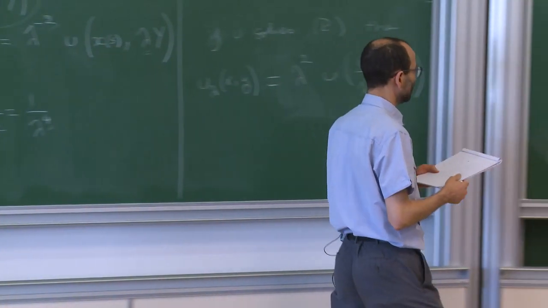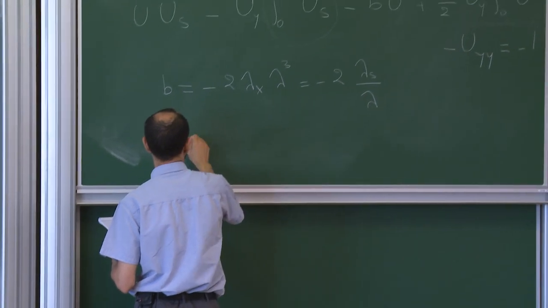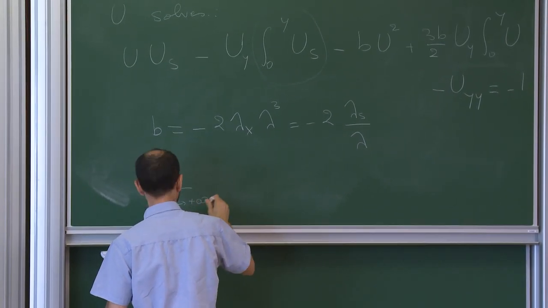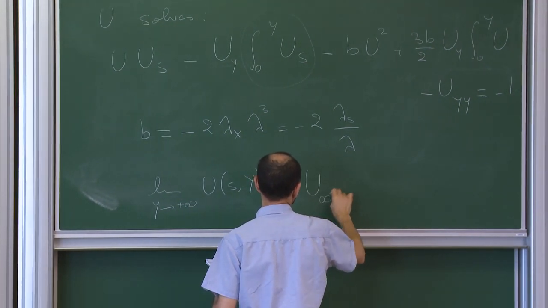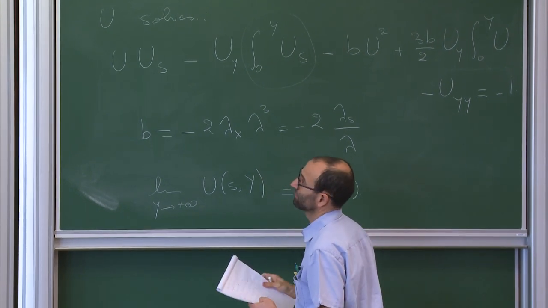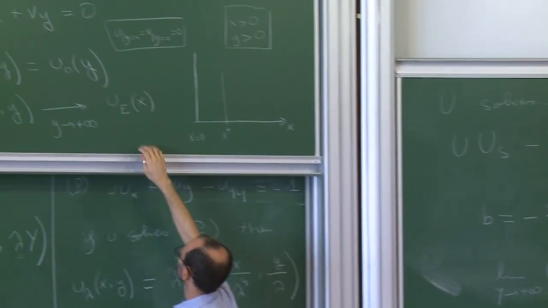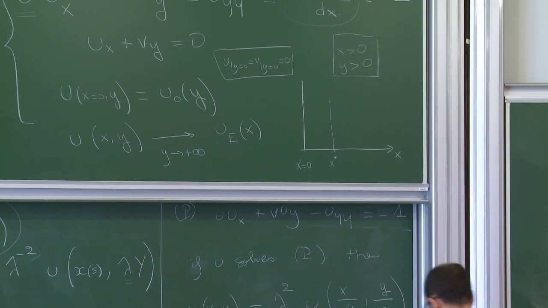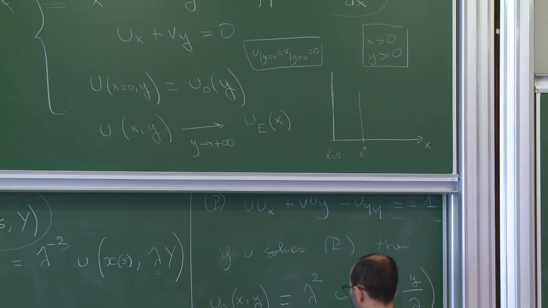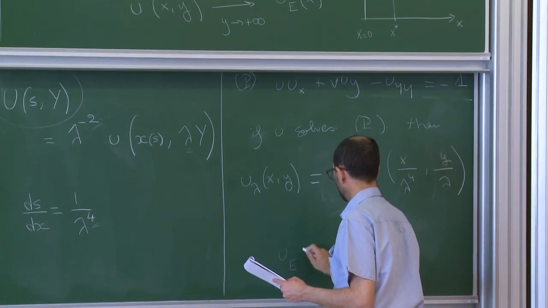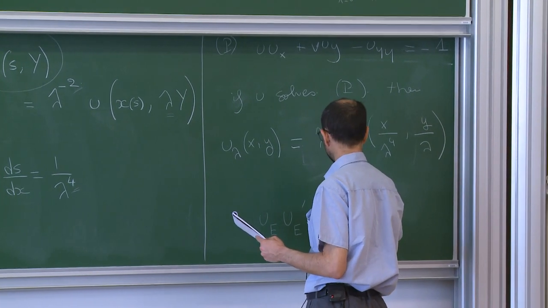So the other thing is that the limit when y goes to infinity of u(s,y) becomes some u infinity of s. So the u infinity of s corresponds to this guy, to the u Euler. As I mentioned, normally the u Euler satisfies u Euler prime equal minus 1.